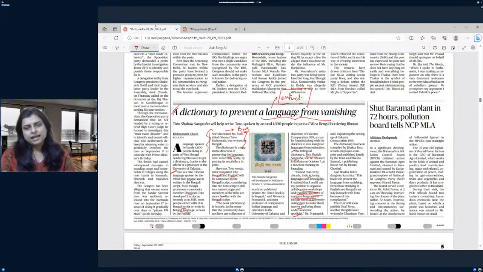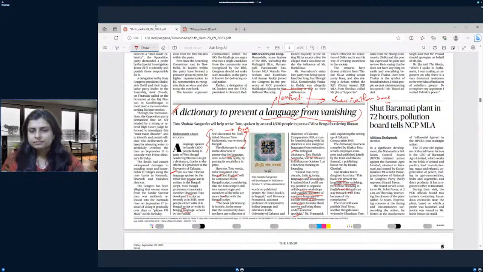This is what I am saying, that a language vanishing means that it is going to become extinct. So there needs to be effort done so as to revive them. The dictionary has been compiled by Bhakta Toto, our employee. What they're saying is the book will protect the language from vanishing. Even those studying in English and Bengali can stay in touch with Toto because of its compilation. So you need to know about the book Dhanwa Totar Kathmala and then the Toto Shabd Sangrah, which will help revive Toto spoken by around 1,600 people in parts of West Bengal bordering Bhutan.